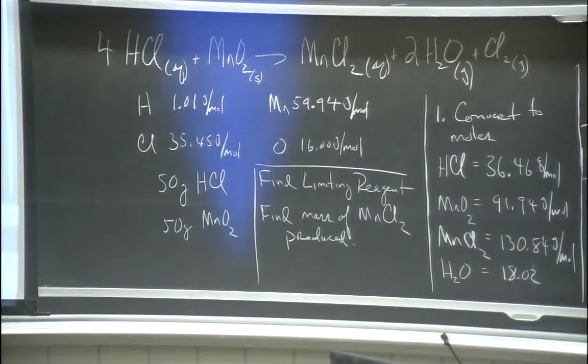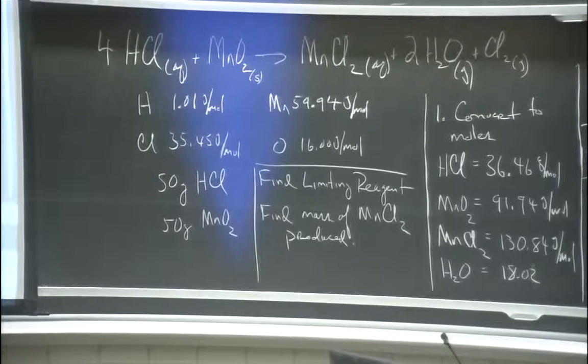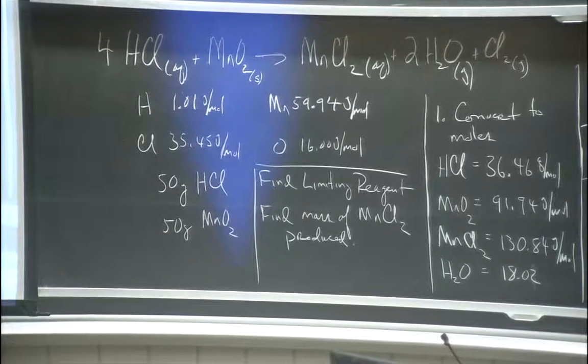In other words, we have more than enough MnO2 to chew up all this HCl and make product. As soon as this is gone, we stop making product, or stop making sandwiches if you want to go back to that. And we will have some MnO2 left over.